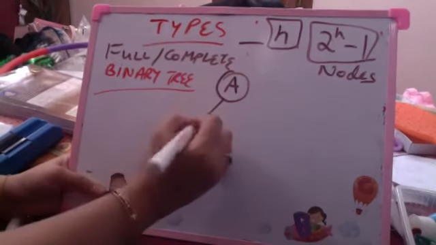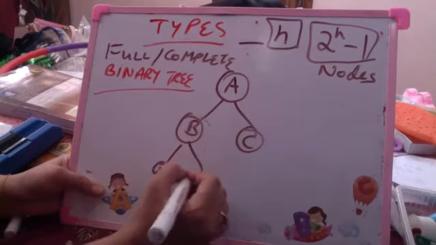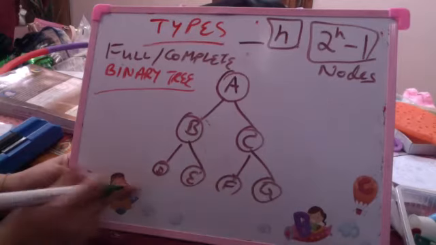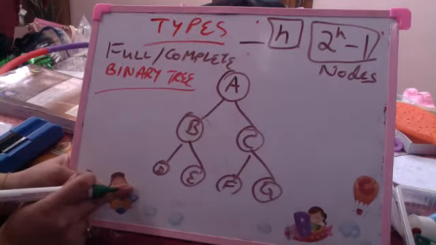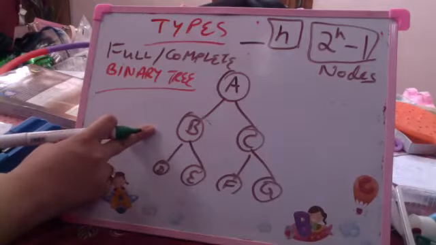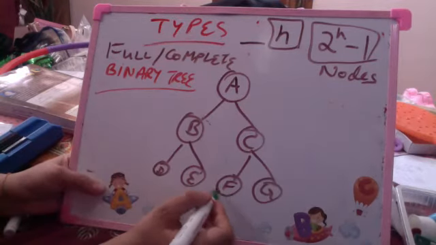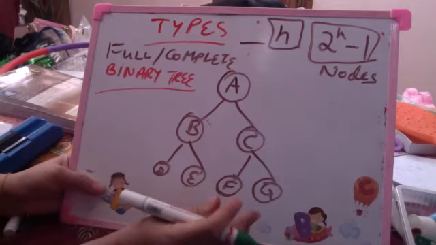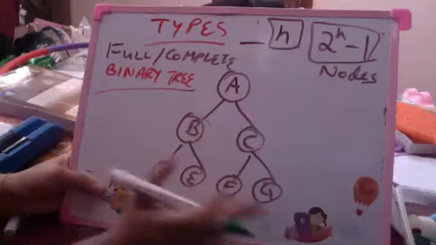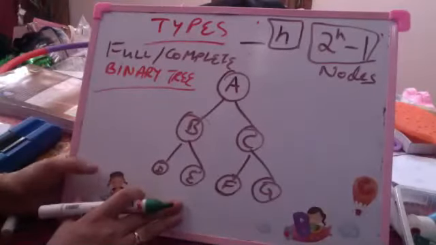For example, if I have a tree such as this in which all the leaf nodes, can you see, are at the same level, and before the leaf node level there is no node having less than 2 children. All the leaf nodes are at the same level. Leaf nodes are the nodes which have no children. All the other nodes have 2 children, and all the leaf nodes are at the same level. Such a tree is called a complete or full binary tree.